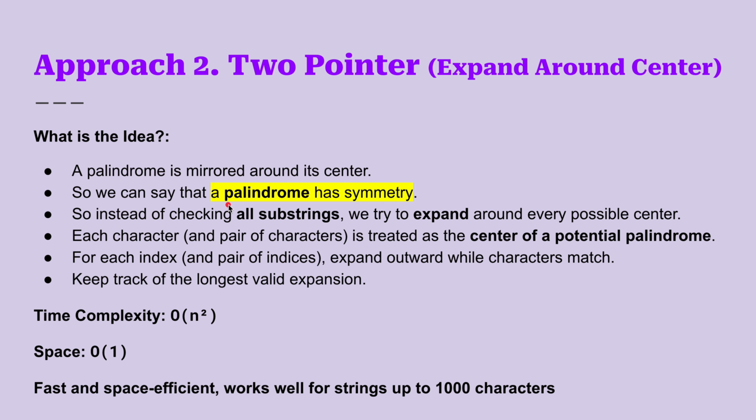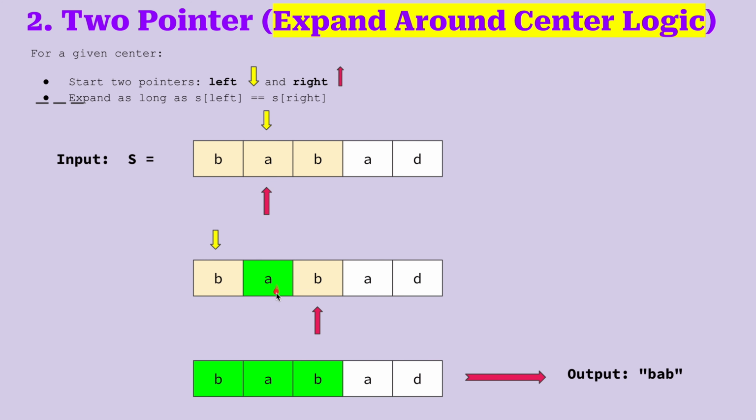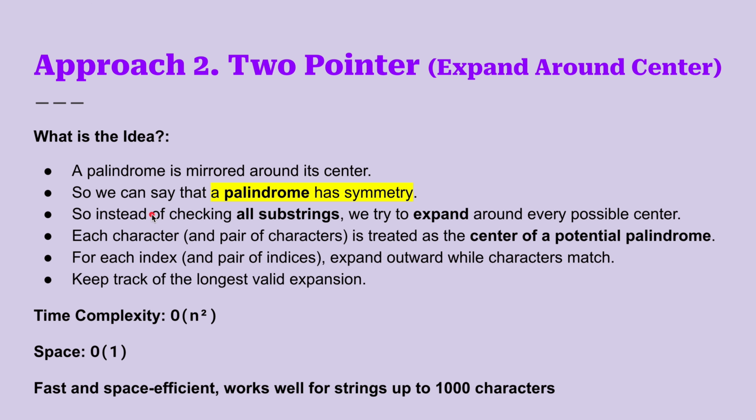A palindrome has a symmetry. If we take a center, let's say we call A here at the center, this part becomes a symmetry. If we fold it here, it becomes folded one. So instead of checking all the substrings as we saw in the last video, we will try to expand around every possible center. We will try to find the possible centers. Keep watching, you will understand everything I'm talking about.